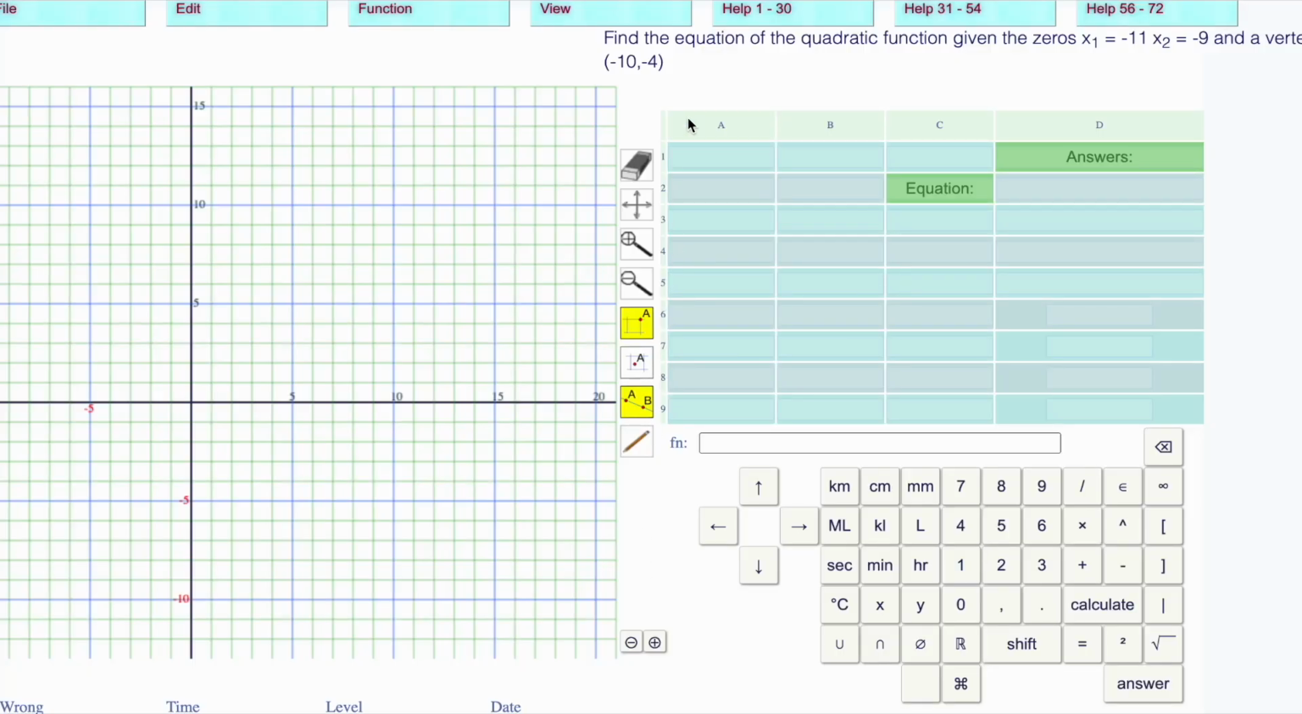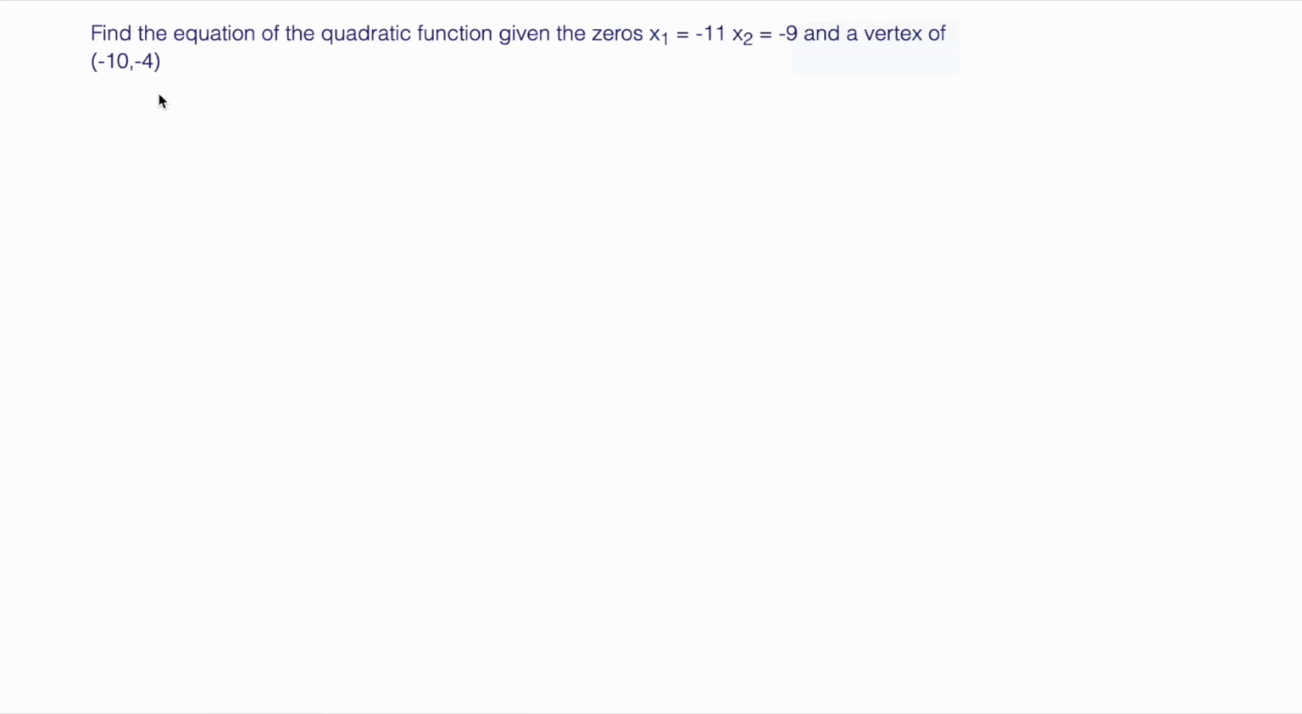Here's a level 84 question. You're being asked to find the equation of the quadratic function given that the zeros are -11, -9, and the vertex of the parabola is (-10, -4). I'm going to start with the standard form of the parabola, y equals a times (x minus h) squared plus k. The vertex, the h is -10 and the k is -4.